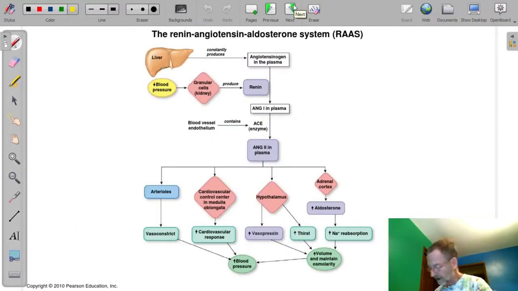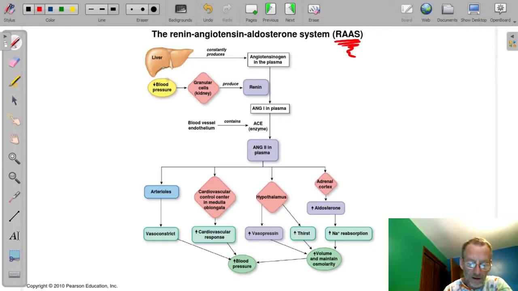And the next slide is a review of RAAS again. This is an important system. If you're heading into the nursing department, they will expect you to remember a fair amount of this. Not all of it, but they expect that when they review it, that it'll come back to you. So let's review it again. So RAAS is all about raising blood pressure. So here's our stress. We'll start with that.